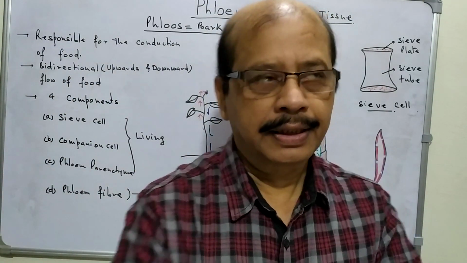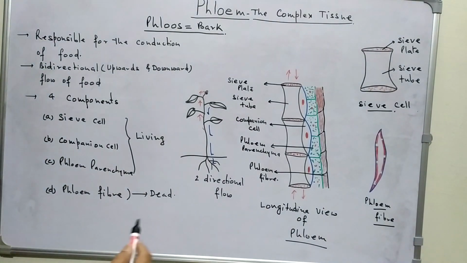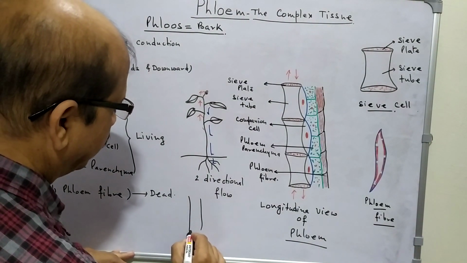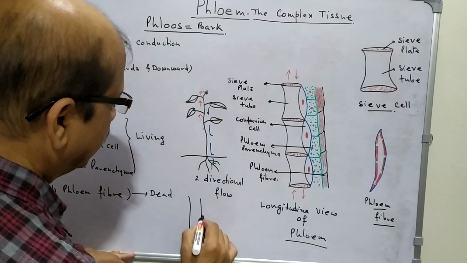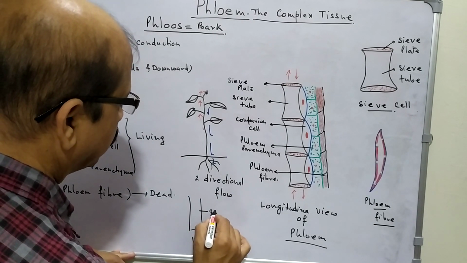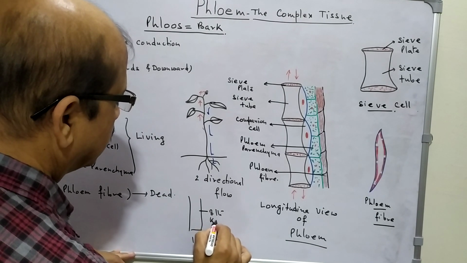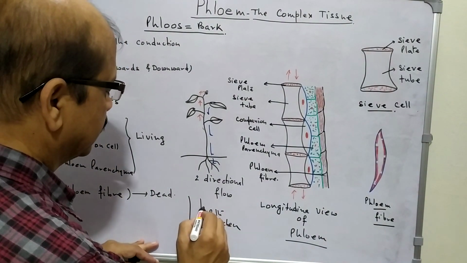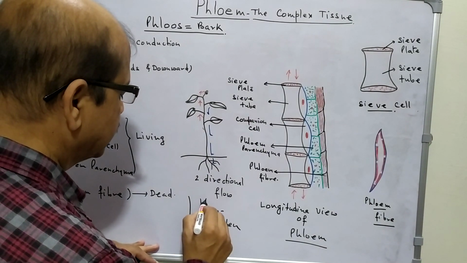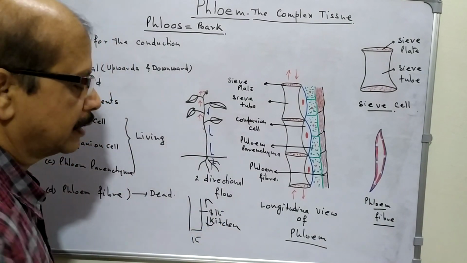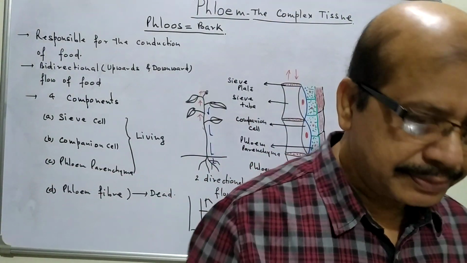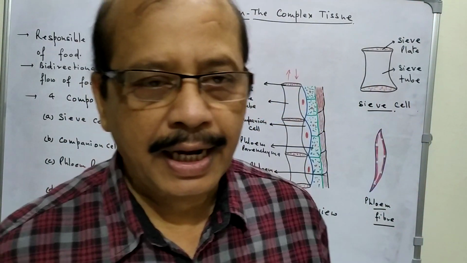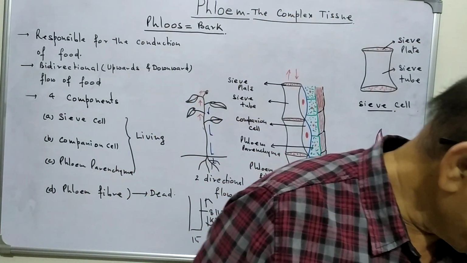Like if there is a hotel of 15 floors and the kitchen is at the 8th floor, then it has to supply the food upwards as well as downwards. Likewise, in case of phloem, the conduction takes place upwards as well as downwards.